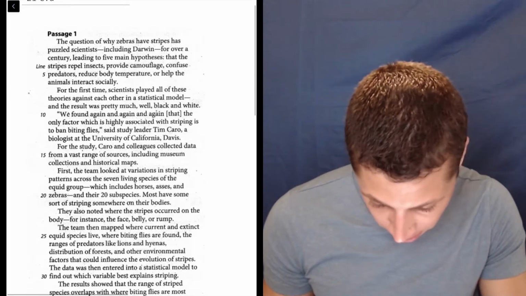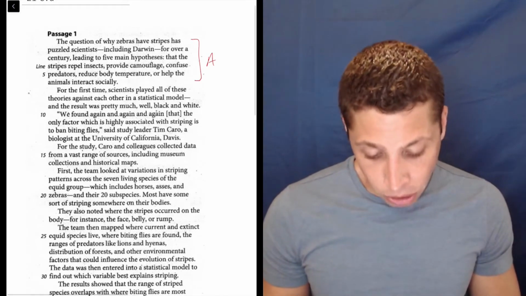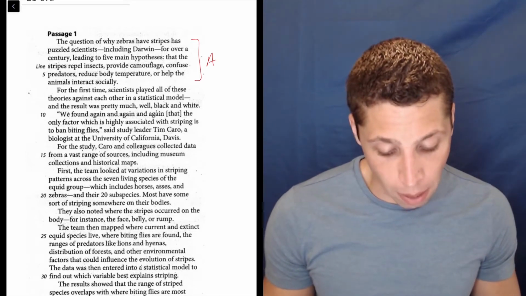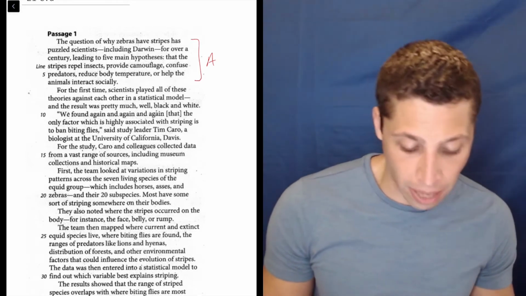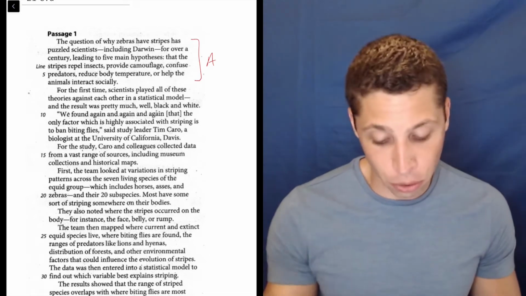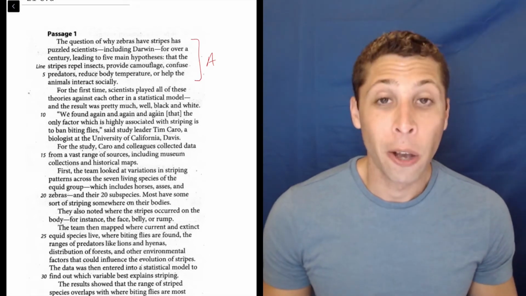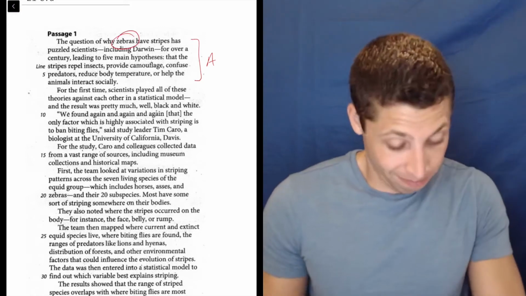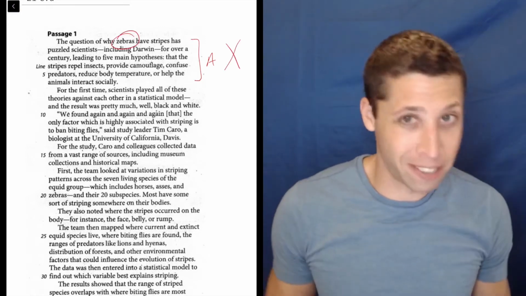Okay, that's here. "The question of why zebras have stripes has puzzled scientists, including Darwin, for over a century, leading to 5 main hypotheses. The stripes repel insects, provide camouflage, confuse predators, reduce body temperature, or help the animals interact socially." Well, what were those lines about? Zebras. No good. We need other animals, not zebras.